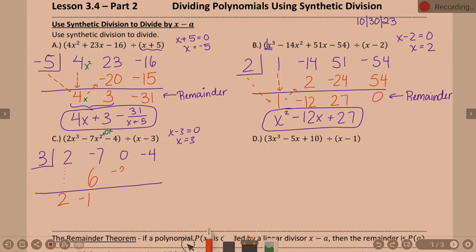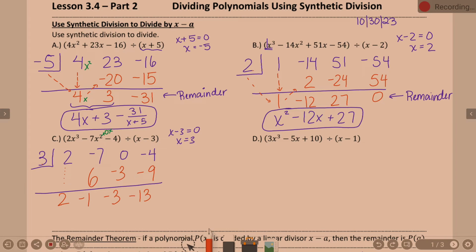negative 3, and I'm putting that under the 0. Then we're going to add. 0 plus negative 3 is negative 3. Then we're going to multiply. 3 times negative 3 is negative 9. Then I'm going to add. Negative 4 plus negative 9, negative 13.